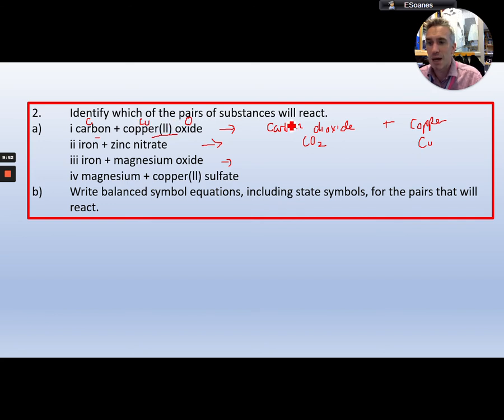Let's see if we can balance it. We've got one C there, but we've got one there. We've got one Cu, we've got one C, we've got one O, we've got two. So I'm going to need two CuO, two of those, and it's all balanced. If you can do that for all of them, even better. Oh, symbols. What is carbon dioxide? It's a gas. Copper, it's a solid. Copper oxide, solid. Solid. Easy peasy.